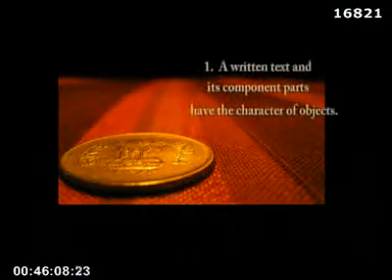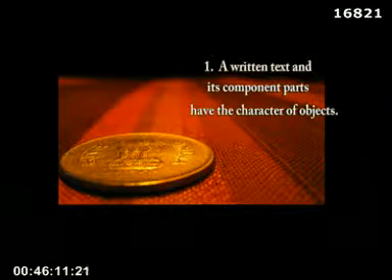relevant for a greater number of people, for to become literate implied for speakers of unwritten languages to acquire a second language. As a consequence, many unwritten languages have been reduced to writing in modern times. Some of the differences between written and unwritten languages which can be mentioned here are: first point, a written text and its component parts, that is, letters, words, sentences, paragraphs, etc., have the character of objects. They are persistent and static.